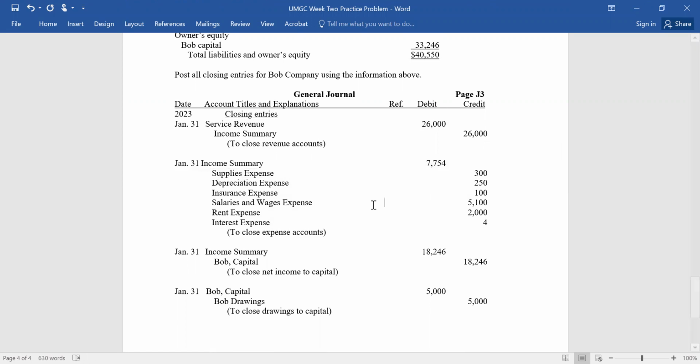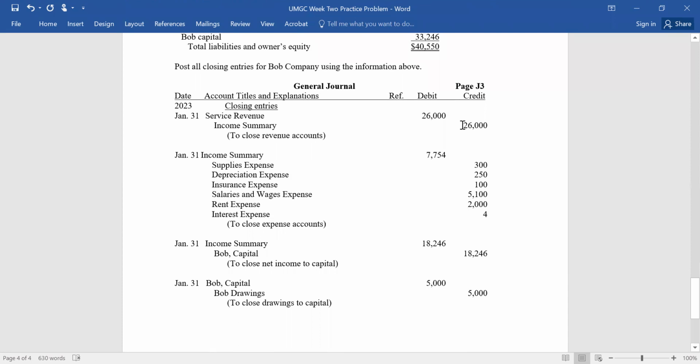What we're doing with these closing entries is closing our temporary accounts. Those are our revenue accounts, our expense accounts, and our dividends. I'm going to take the difference between the two. So I had $26,000 minus $7,754. If I do the math there, that ends up being $18,246. I didn't create a T account for that, but I would have had a credit balance in income summary of $18,246. I now need to close that income summary account. Since it has a credit balance, I would close it with a debit. So I'm going to debit income summary for $18,246, and I credit that to capital.